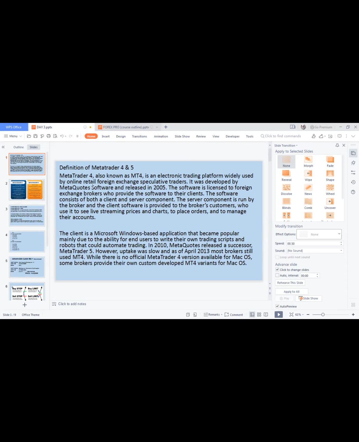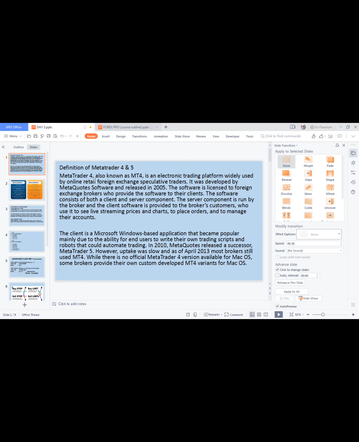Metatrader 4 and 5 is an electronic trading platform widely used by online retail foreign exchange speculative traders. The basic truth about it is Metatrader 4 was designed in 2005, while Metatrader 5 was designed in 2013. And most traders usually use Metatrader 5. Are you with me?